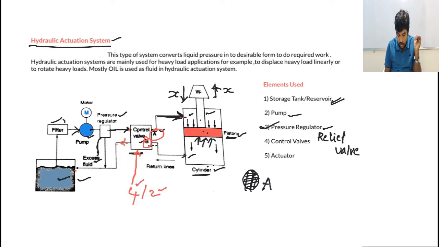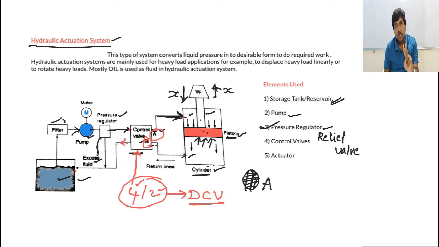So altogether it is called a 4 by 2 direction control valve. DCV means direction control valve. It has four ports and it can make two different actions. That is why it is called a 4 by 2 direction control valve. So that is about the control valve concept. But you should remember this: the control valve can channelize the flow of the fluid either manually or by program. Both ways can be done.